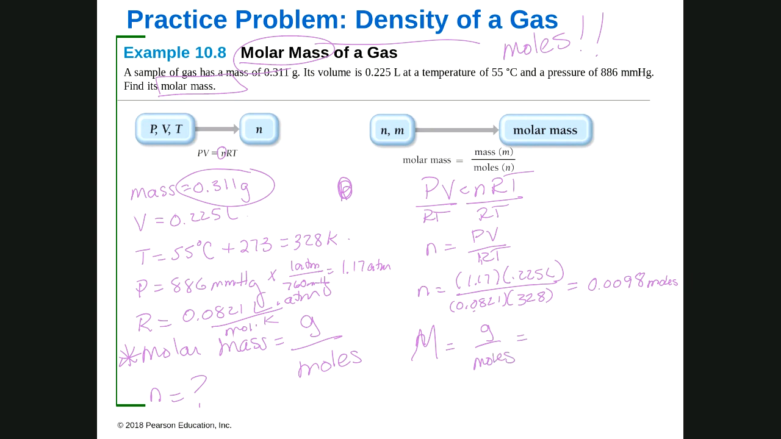I'm looking for M, and M is going to be grams over moles. So I go back to my grams, which I had at the beginning, 0.311 grams divided by the number of moles, 0.0098 moles. And that's going to tell me that the molar mass is 44.0 grams per mole.